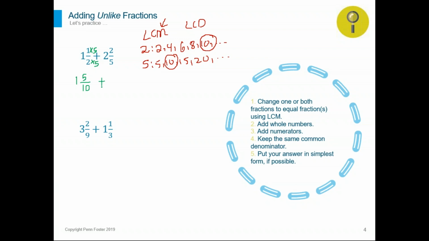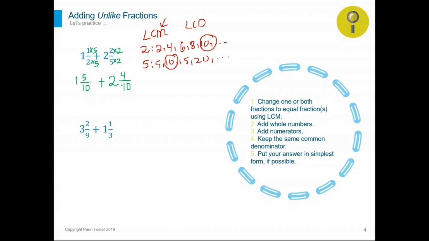Plus, we're still adding. How can I get the 5 to become a 10? Because 10, remember, is our LCD. Multiply 5 times 2. You have to do the same thing on the top, times 2. The 2 whole number will be the same. 2 times 2 is 4 on the top, and 5 times 2 is 10 on the bottom.